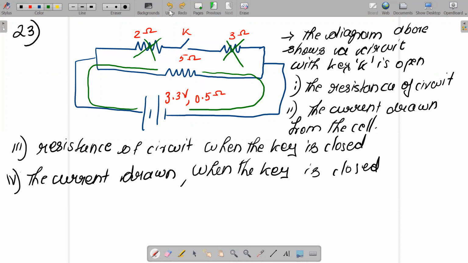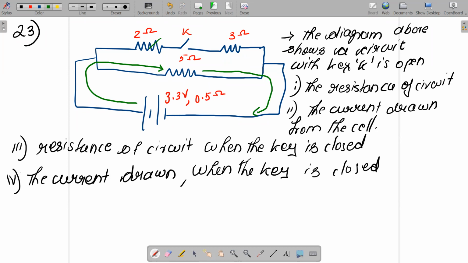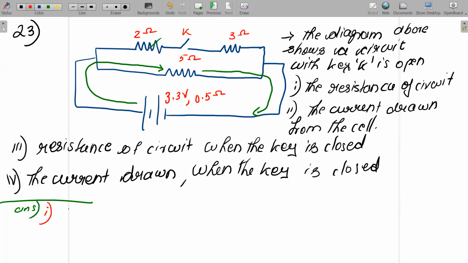Listen carefully. When the key is open, current will start from the positive terminal and move through this path. Like this it will come, it will go here, but from here it is stopped. Understood? See, this is open, so no need to refer to that. Which resistances should you refer to? 5 ohm and 0.5 ohm, they are in series, right? So answer you can write. First one: resistance is equal to 5 plus 0.5 ohm, 5.5 ohm. You got the answer.